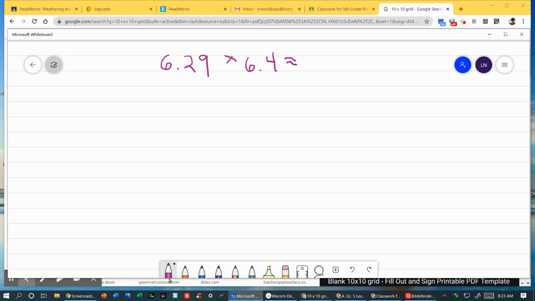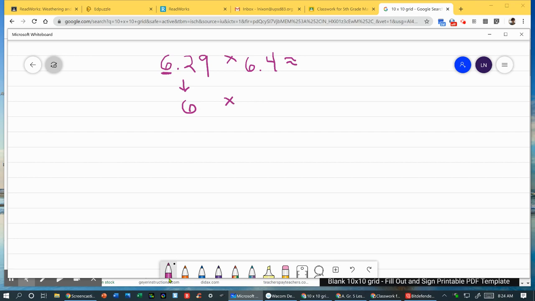Now, we're going to estimate first. So I'm going to have you take a moment to think about what would you round 6 and 29 hundredths to? Remember, we want to round to the biggest place value column, the one that's furthest to the left, because we want this to be easy to work with. All right, so I'm hoping you rounded 6 and 29 hundredths to just the whole number 6.